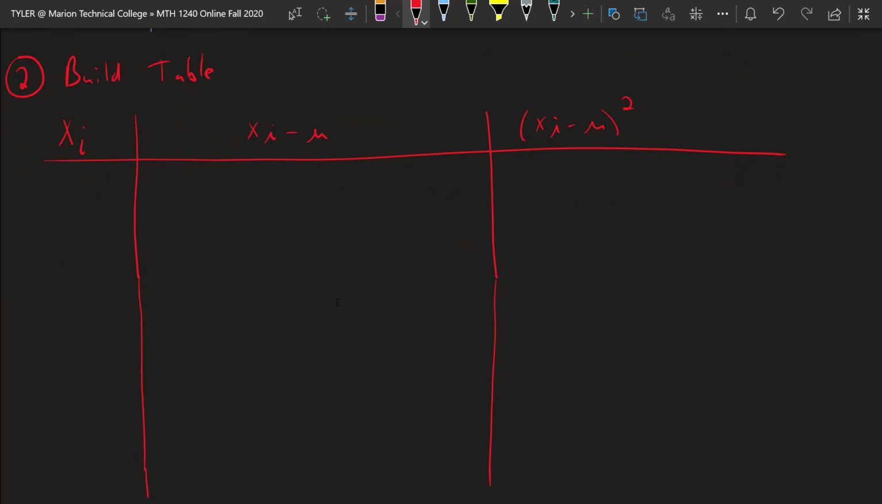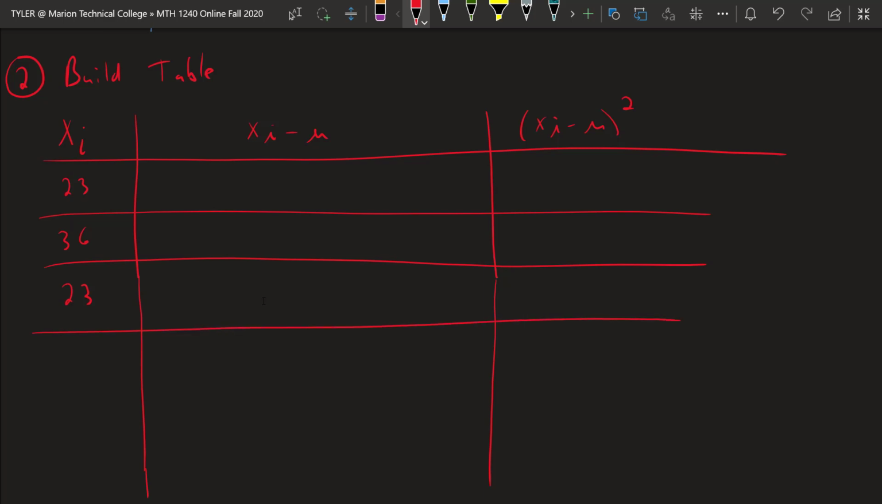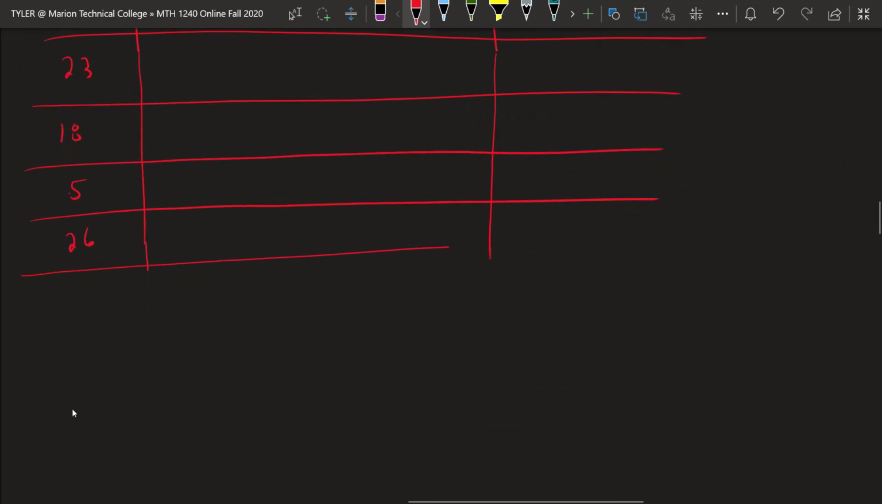Now what you're going to do is just go through and list all of your data values under x sub i. So I have the numbers 23, and then 36, and then 23 again, and then 18, and then 5, and then 26, and then 43.